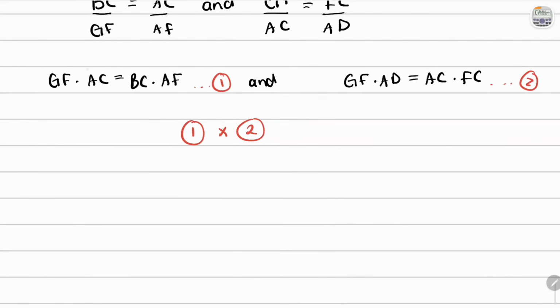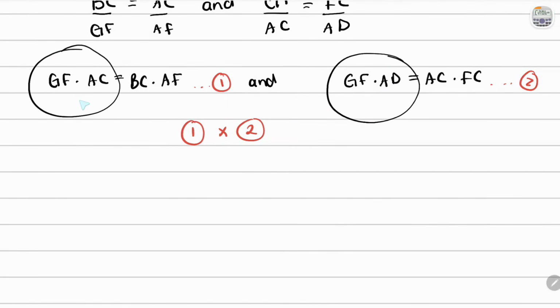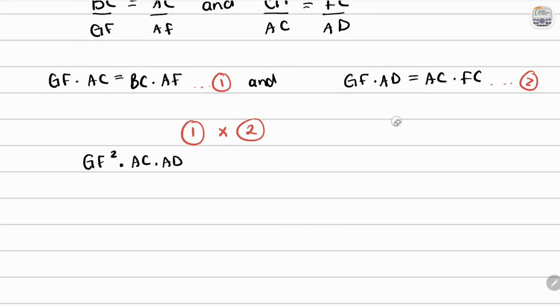And this is what we get. Equation 1's left-hand side multiplies with the left-hand side. So that is GF times GF, which now gives us GF squared, and then times AC, and then times AD. There we go, we have multiplied the left-hand side. And now the right-hand side times right-hand side.